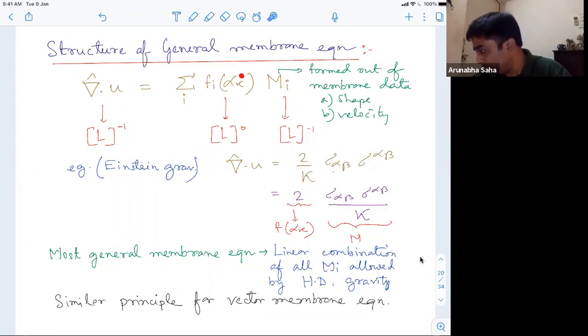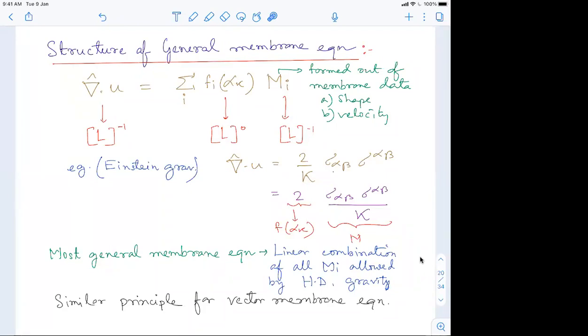An example of this dimensionless parameter: if you rewrite the Einstein gravity scalar membrane equation, you shift this part below, and this is the M. There is one M in the Einstein gravity picture, and this is the corresponding Phi for Einstein gravity. My point is to figure out the most general membrane equation, which will be a linear combination of all possible allowed MIs. MIs are all the possible allowed objects that can sit here, which are allowed by the higher derivative gravity. A similar principle also works for the vector membrane equation, but we will need it to a much lesser extent.